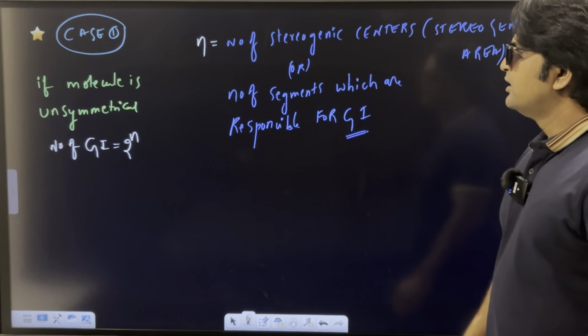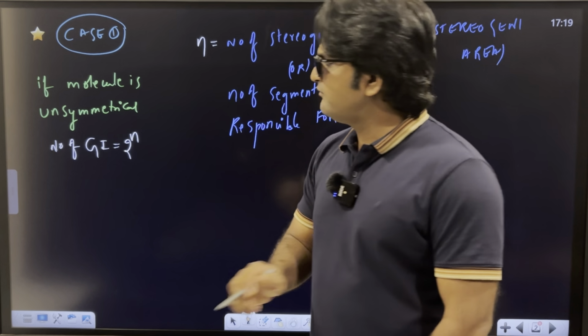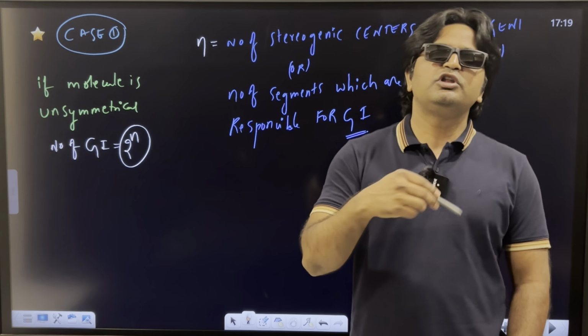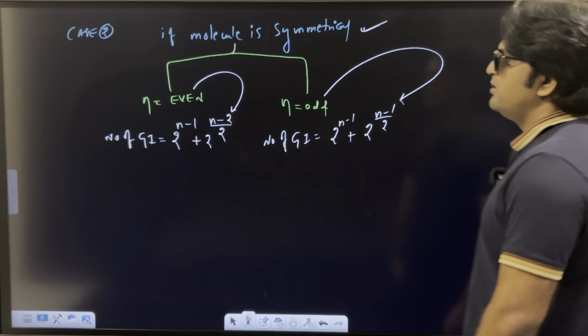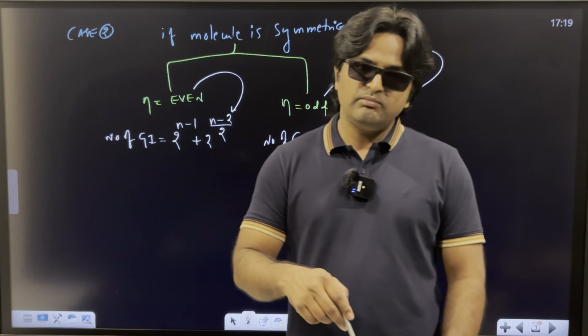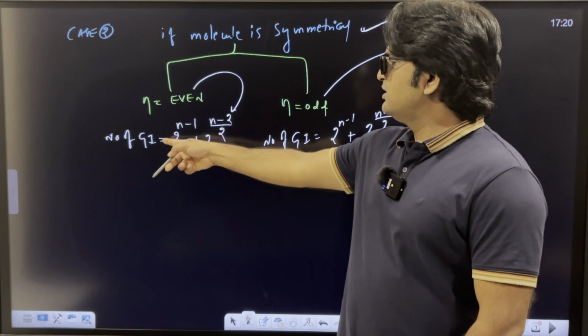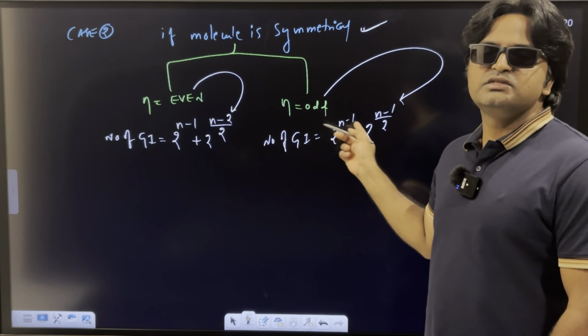Once again, if your molecule is unsymmetrical, no confusion, only one formula directly: number of geometrical isomers equals 2 to the power of n, right? And if your molecule is symmetrical, you have two options, that n equals an even number or n equals an odd number. If the number of stereogenic centers is even, then this is the formula, and if the number of stereogenic centers is odd, then this is the formula.